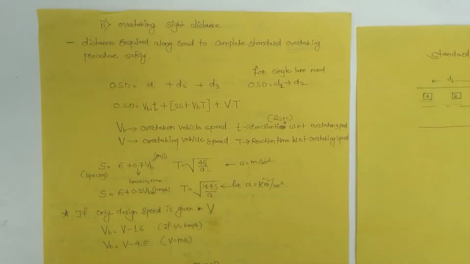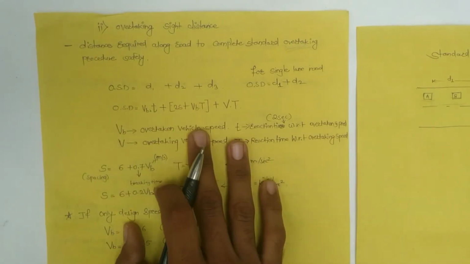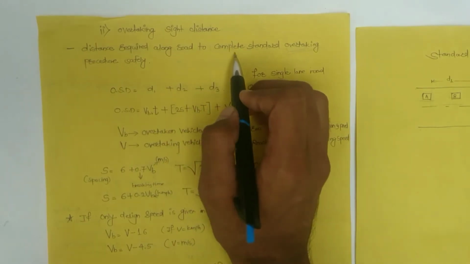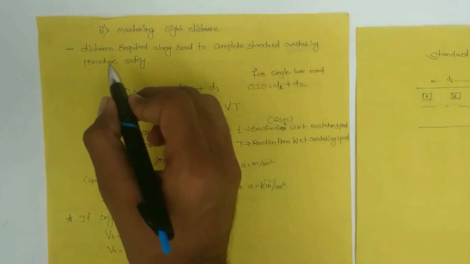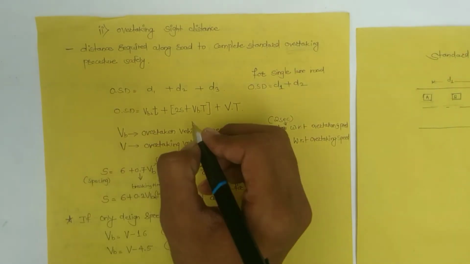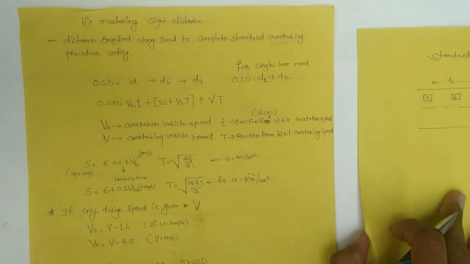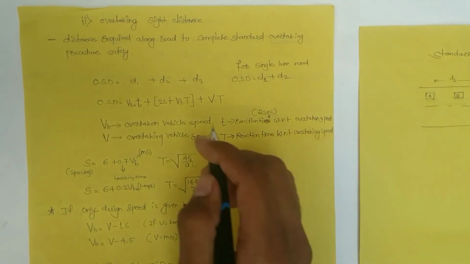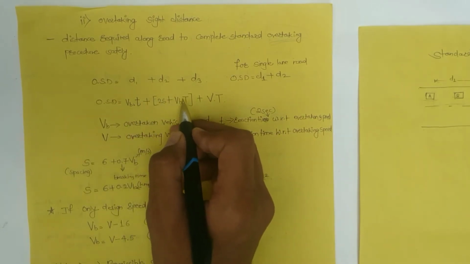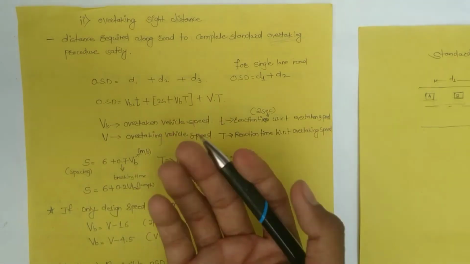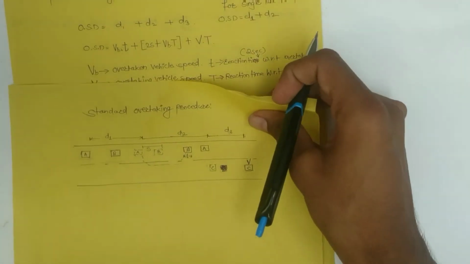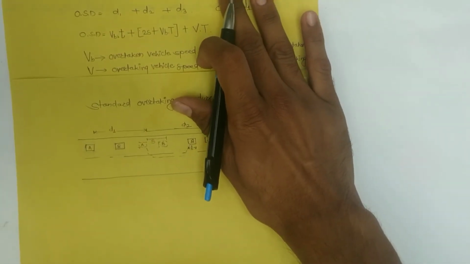After stopping sight distance, the next sight distance is overtaking sight distance. It is the distance required along the length of the road to complete the standard overtaking procedure safely. This sight distance is provided for the overtaking operation. The formula for the overtaking sight distance is VB into T plus 2S plus V into T. Then what is VB? VB is the overtaken vehicle speed and V is the overtaking vehicle speed.